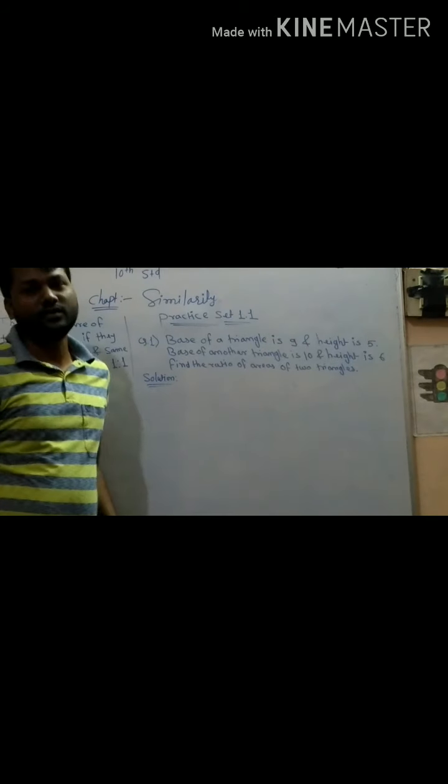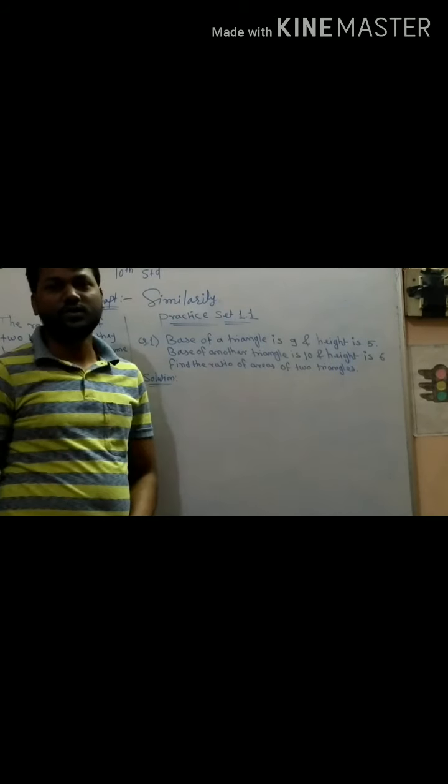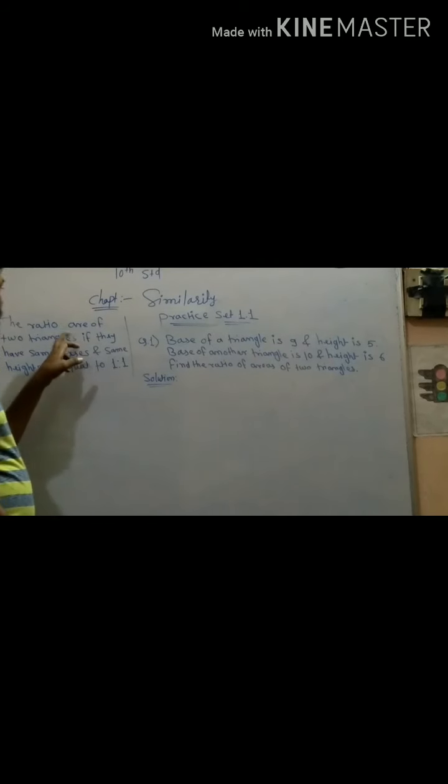There is one sentence remaining, so you can write down this sentence. Which sentence? The fourth property is: the ratio of areas of two triangles, if they have the same base and the same height, is equal to 1:1.